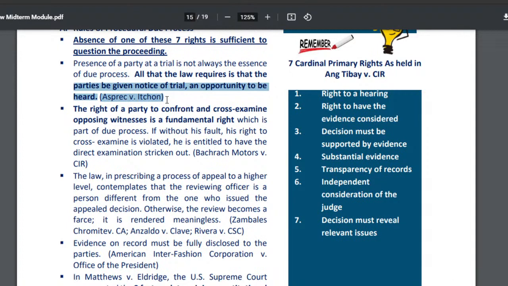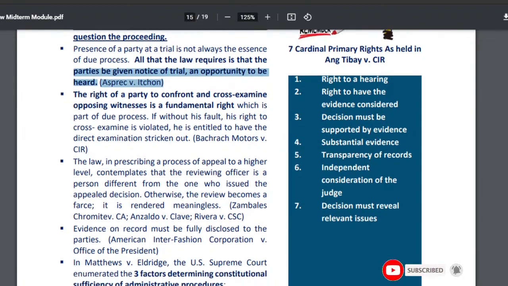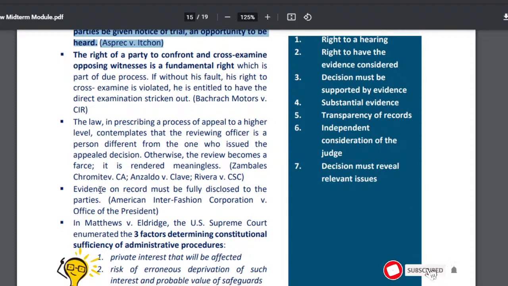Okay. Evidence and record must be fully disclosed to the parties. All evidence must be disclosed to the parties, no matter how trivial the evidence may be, all evidence attached to the complaint, to the counter-affidavit, everything must be disclosed to all the parties, because the parties can then check if the decision of the reviewing officer, the administrative officer who decided the case, was justifiable, or whether there was justice or not.